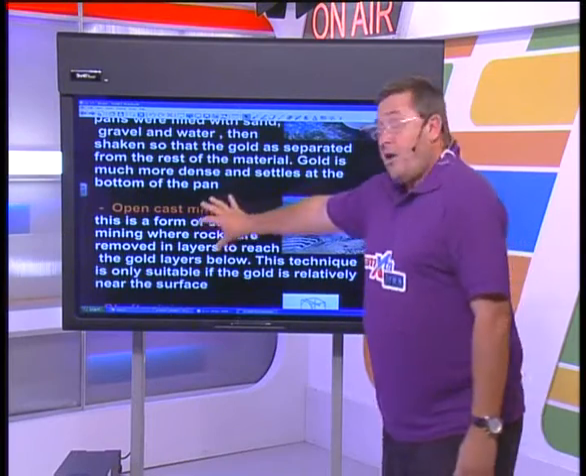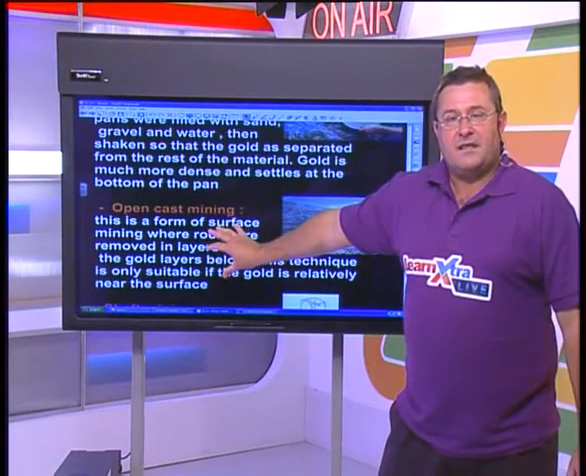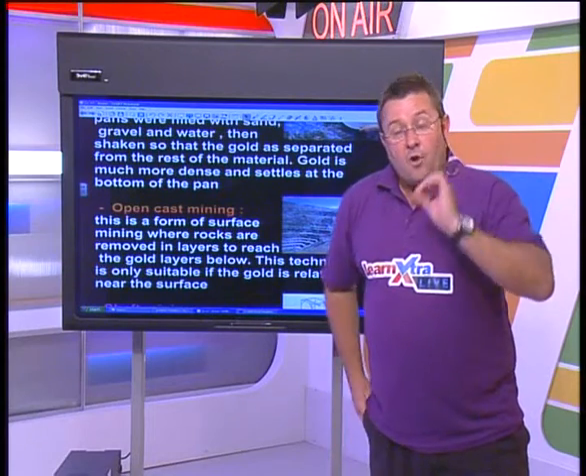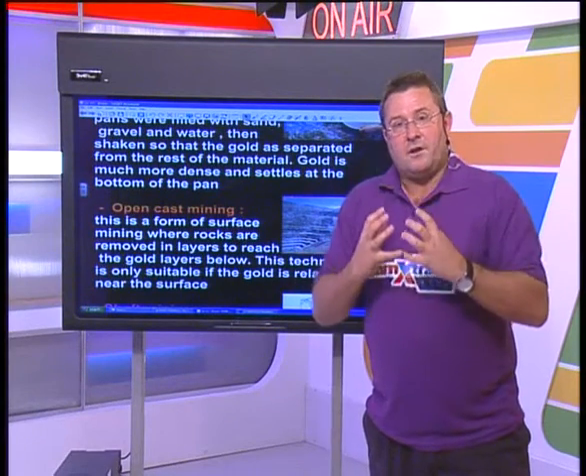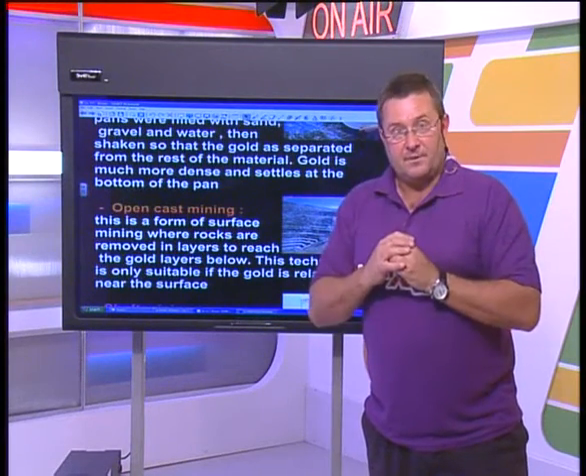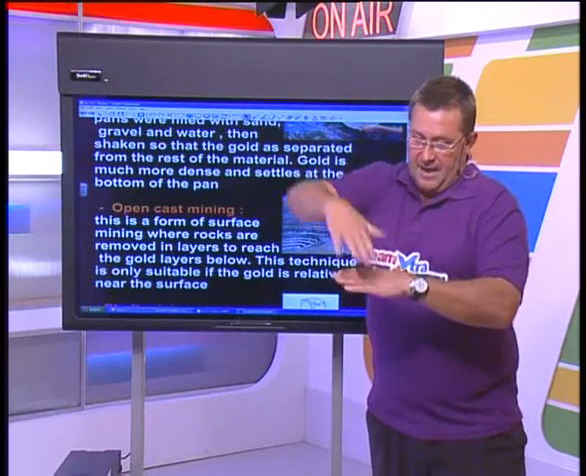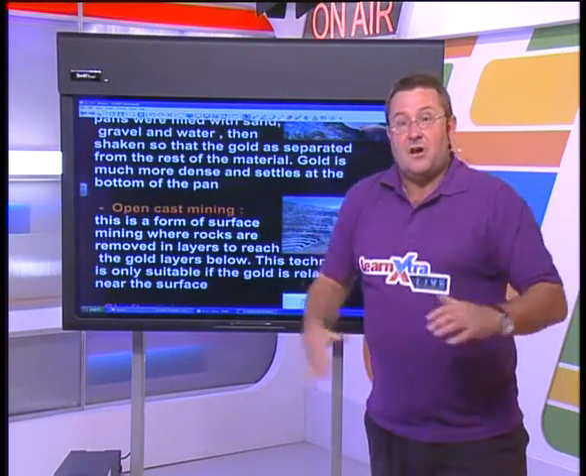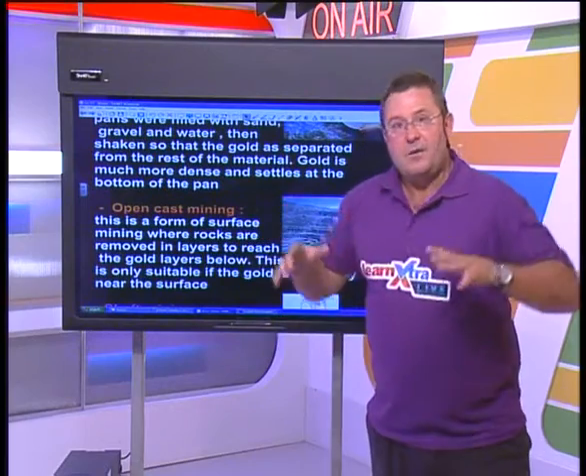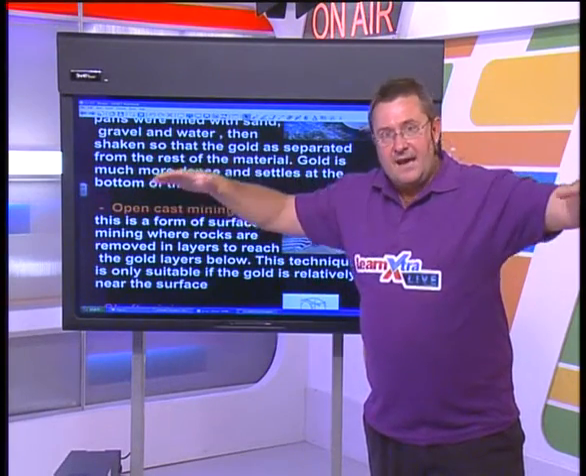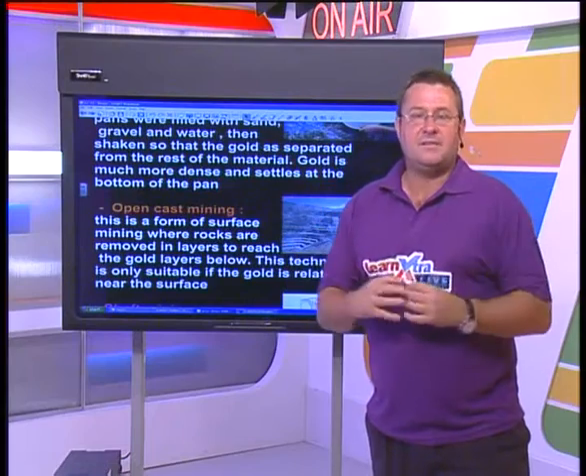Now, we don't have much open cast mining in South Africa when it comes to gold. The reason being is that the gold-bearing rock that we have got in this country is actually pretty deep. It sort of goes down at an angle, a diagonal trajectory. So if we had to go open cast mining, we would have to have a huge area, which would have to be dug layer by layer, and that was just too labor intensive.